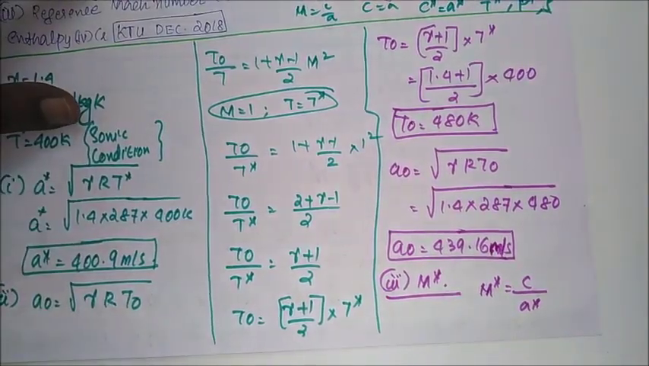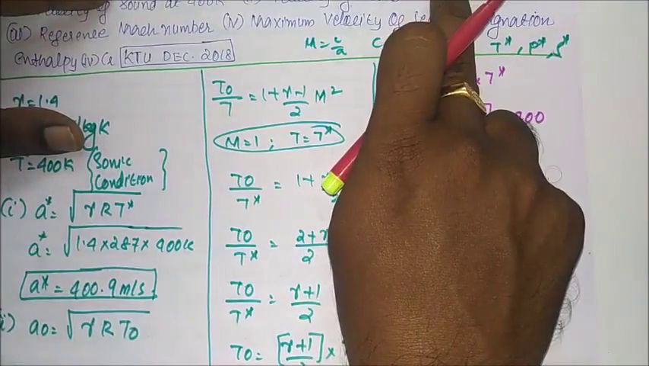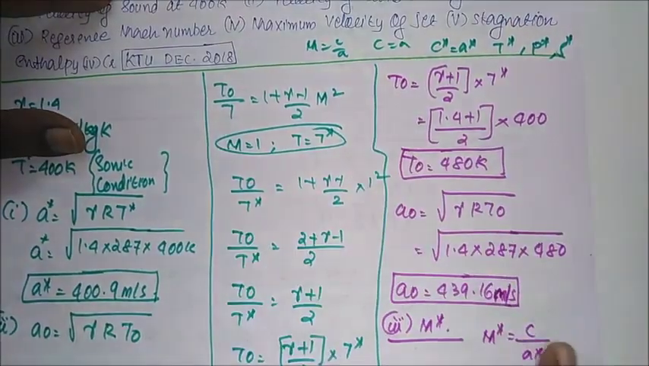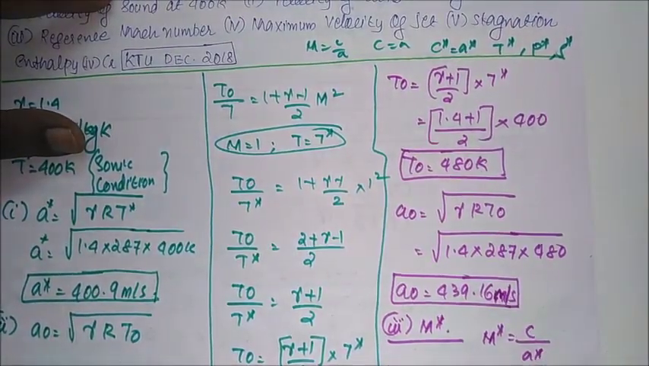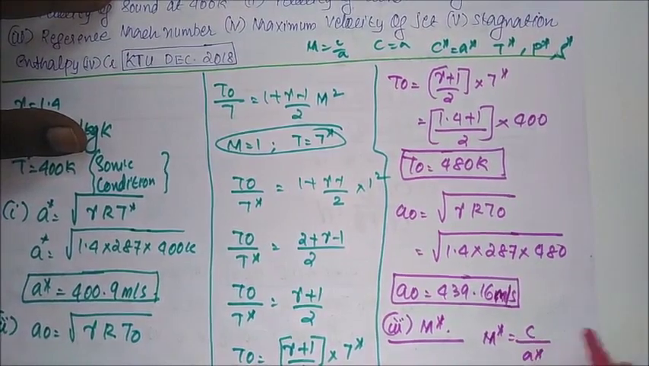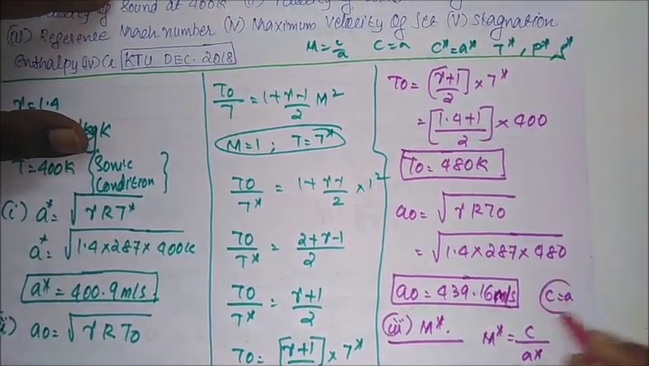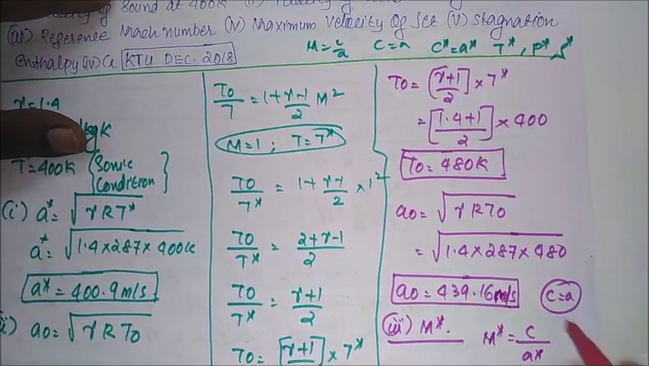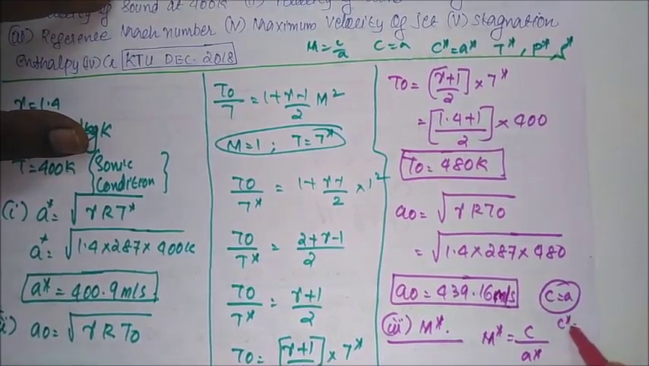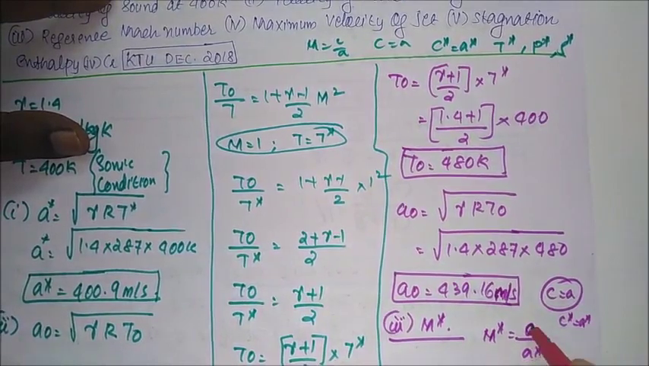Okay, M star is equal to c divided by a star. In this case, it is the sonic condition. Therefore, c is equal to a, and therefore c star is equal to a star. So the Mach number is c star equal to a star, that is, c is equal to a. Therefore c star is equal to a star.